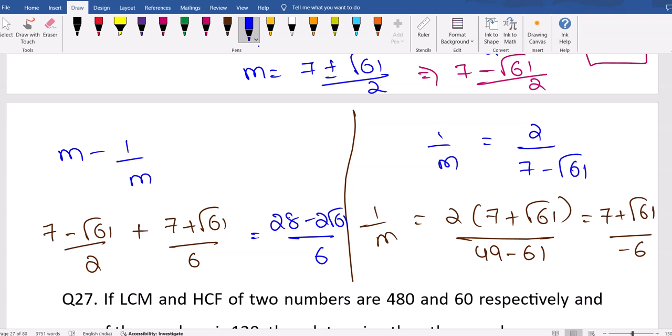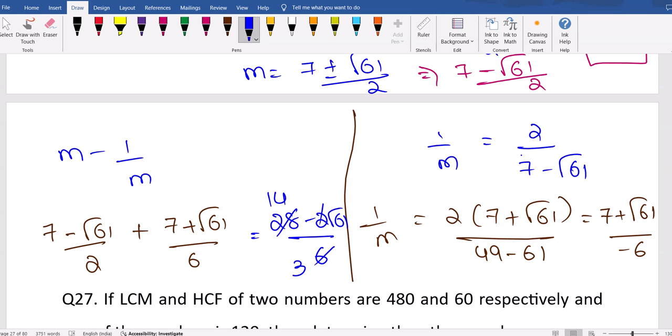And dividing by 2, we got 14 minus root 61 divided by 3. Here minus 12, 2 divided by, perfect. We cancel, we got minus 6. When it is minus 6, minus of minus will become plus, perfect. 7 plus root 61 divided by 6.